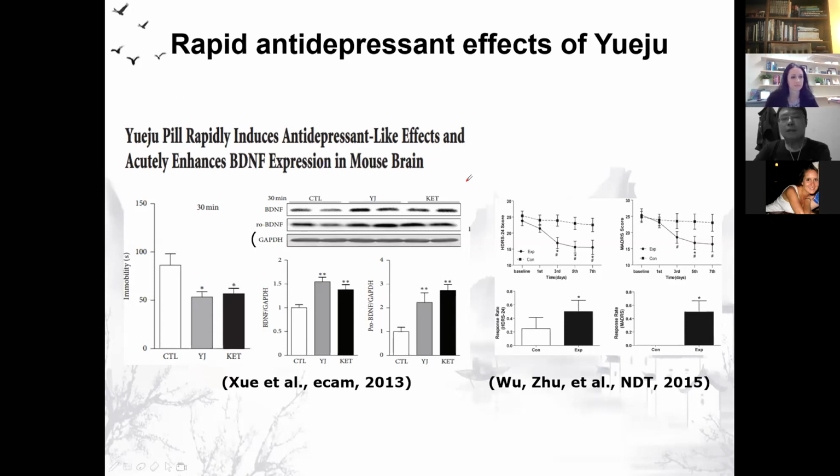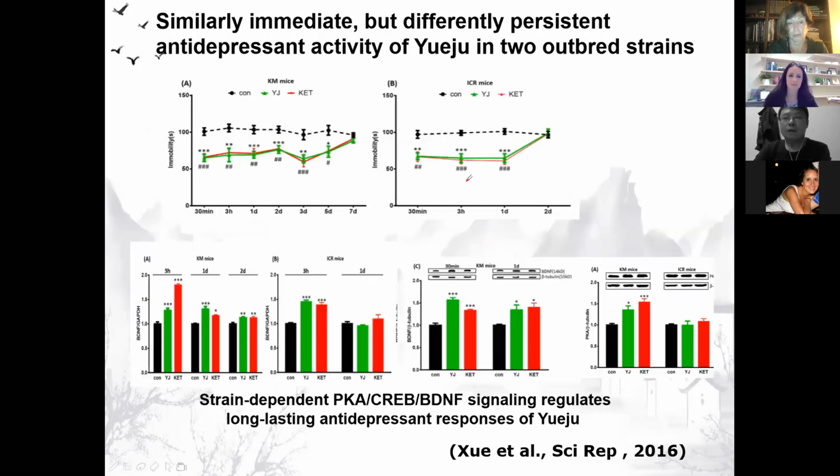Furthermore, in a clinical study, we also found that yuezhi can produce a rapid and long-lasting antidepressant effect in patients. We also revealed that between 2 outbred strain mice, including Kunming and ICR, the immediate antidepressant-like activities of a single dose of yuezhi or ketamine were similar, but the persistent activity was different between strains. Strain-dependent PKA-CREB signaling regulates the long-lasting antidepressant response of yuezhi.